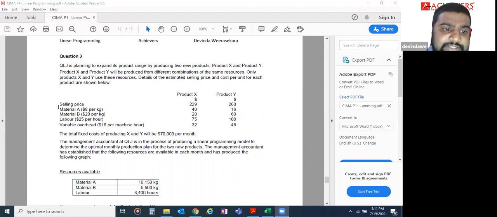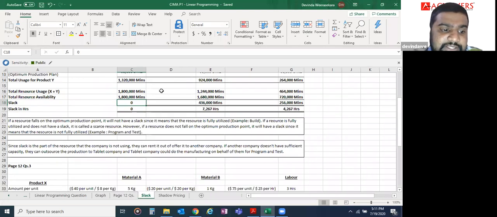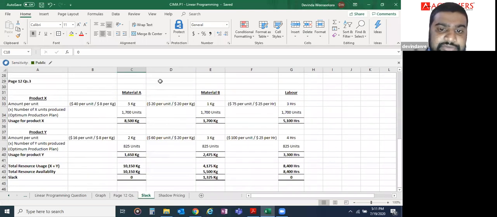Now, shadow price is there for the two resources that are intersecting at the optimum production point. What are the two resources that are intersecting? Even if you look at the slack working, you can find out which two resources have zero slack: material A and labor. So material A and labor are the two resources that are intersecting at the optimum production point. For those two, you should be able to calculate the shadow price. Calculate the shadow price of material A and the shadow price of labor.